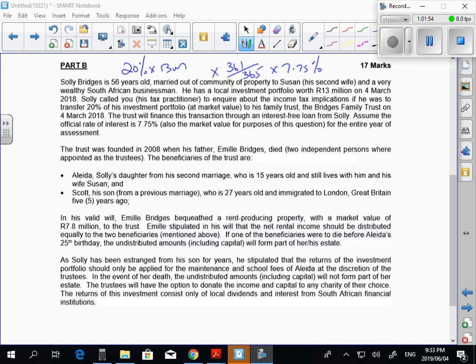Scott, his son, who's 27 years old, immigrated to London. That's going to be 7.8. It says in his valid will, he bequeathed the rent-producing property with a market value of 7.8 million to the trust.